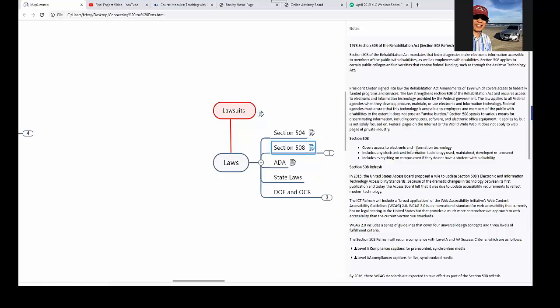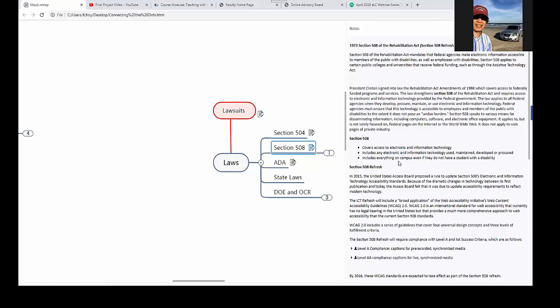So it covers all electronic and information technology. That impacts us immediately, because if you think about all the online courses that you're teaching, or the ebook, or the PowerPoint, the video, these are all information technology. So suddenly we are under the net. Okay, it includes any electronic and information technology used, maintained, developed, or procured. So for you, faculty or discipline lead, when you're considering buying a textbook, we really have to be very careful, because we find out that even though a lot of major publishers claim that they are in compliance, the individual products and books may not be in compliance, and then everyone will be responsible.